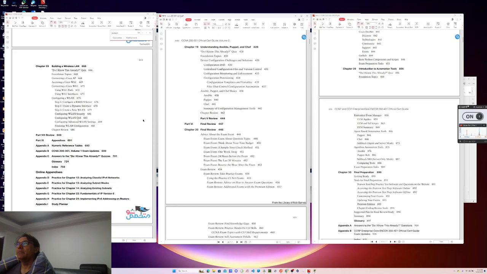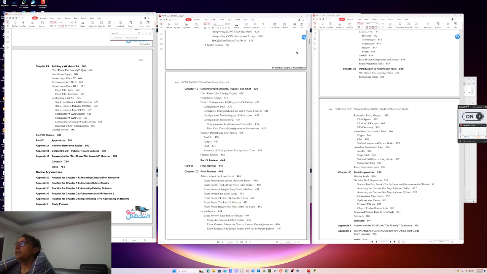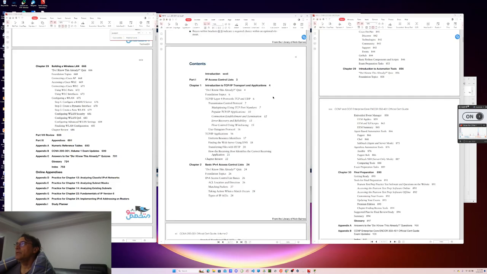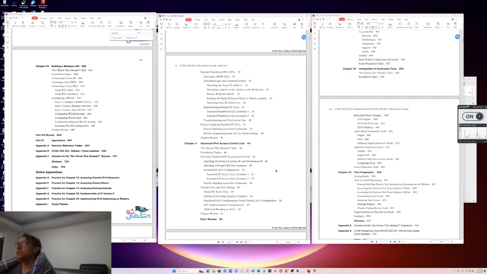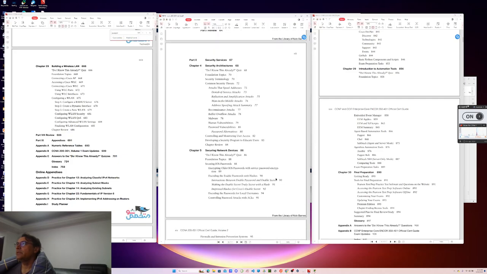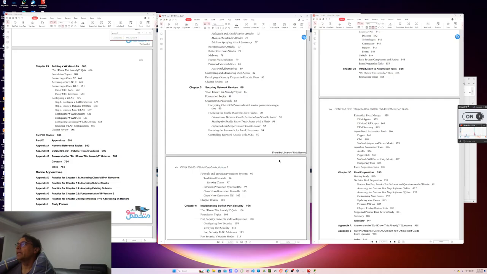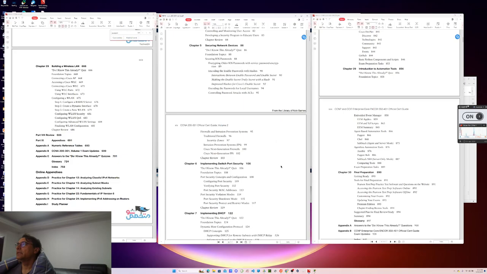That being said, if this is building wireless LAN, then this should begin where that left off. So it's TCP/IP, and then IPv4, advanced IPv4, security architectures. Security is like cybersecurity, securing network devices. Again, cybersecurity for these devices, for network devices. The cybersecurity for switches.